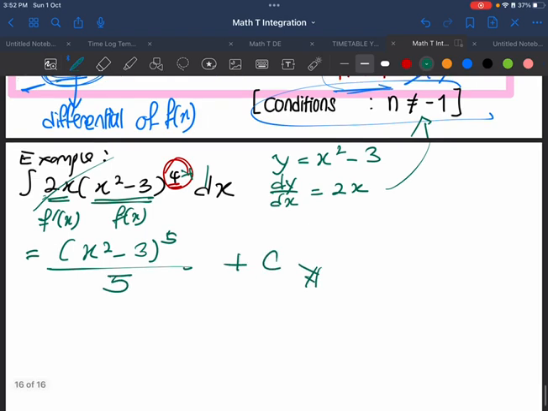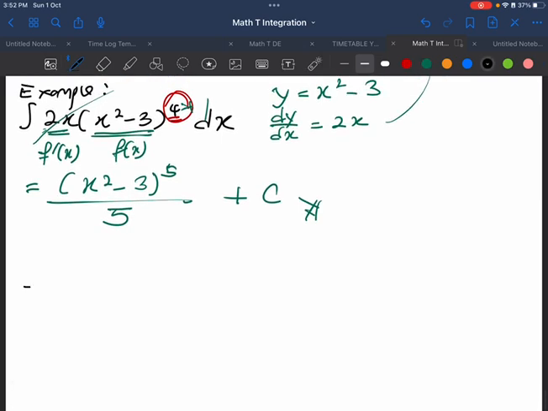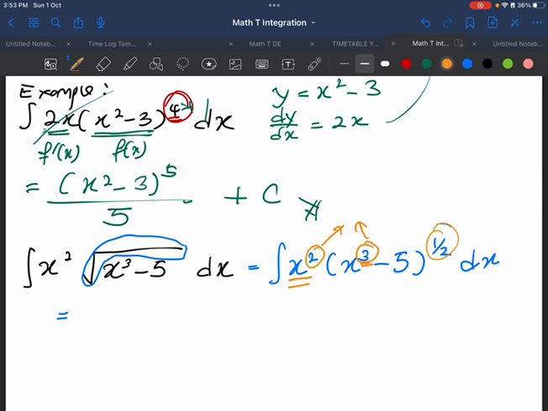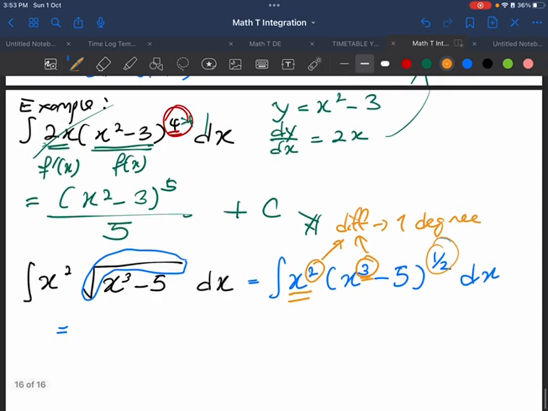It's so simple. Okay, for another example, you need to create it yourself. Let's say it is the integral of x squared times the square root of x cubed minus 5 dx. In this case you need to understand that this square root is actually a power of half. So you write it in a nicer way: x squared times (x cubed minus 5) to the power of half dx. I don't care what the power is here, but if you notice this is not a linear function, then you look outside the bracket. It's actually x squared. The difference is 1 degree. So now you can apply the third formula.